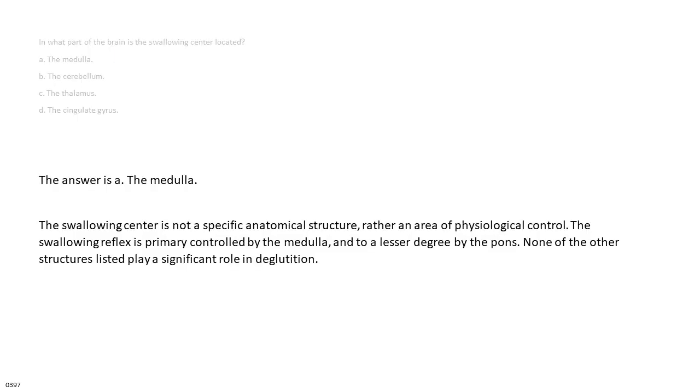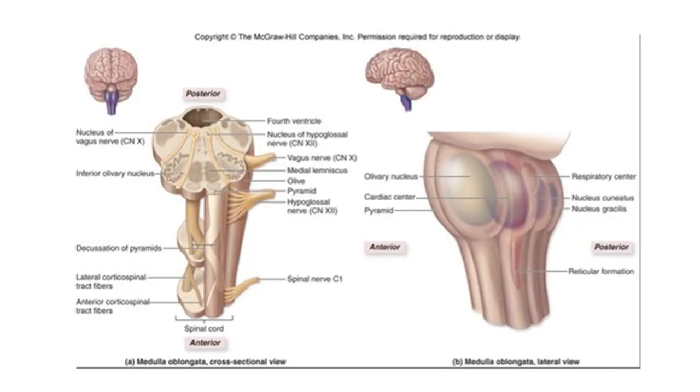The answer is A. The medulla. The swallowing center is not a specific anatomical structure, rather an area of physiological control. The swallowing reflex is primarily controlled by the medulla, and to a lesser degree by the pons. None of the other structures listed play a significant role in deglutition.